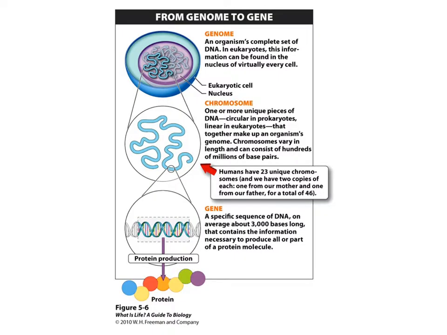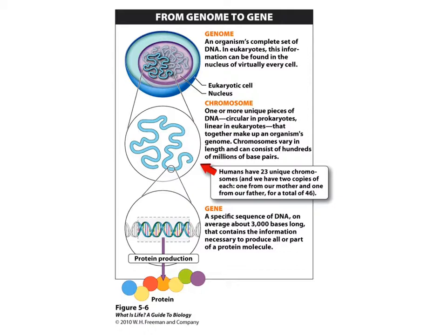If we put these terms in scale, we can see that genomes are the largest. It's all of the organism's DNA. The genome contains several chromosomes, which are strands of DNA. On each chromosome, we see hundreds of genes, segments of DNA that code for proteins.